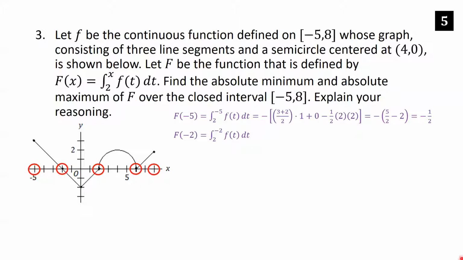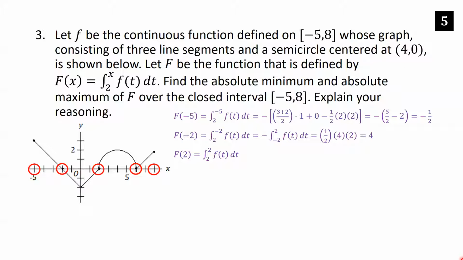Next, f of -2, that's the integral from 2 to -2 of little f of t dt. We're going to reverse that direction again like we did in the last one by negating the integral. So it goes from -2 to 2 now. Right? And we can just go ahead and take the area of this. The base is 4, the height is 2, and we negate it because it's below the x-axis. So the two minus signs cancel each other out, and we're just left with 4.